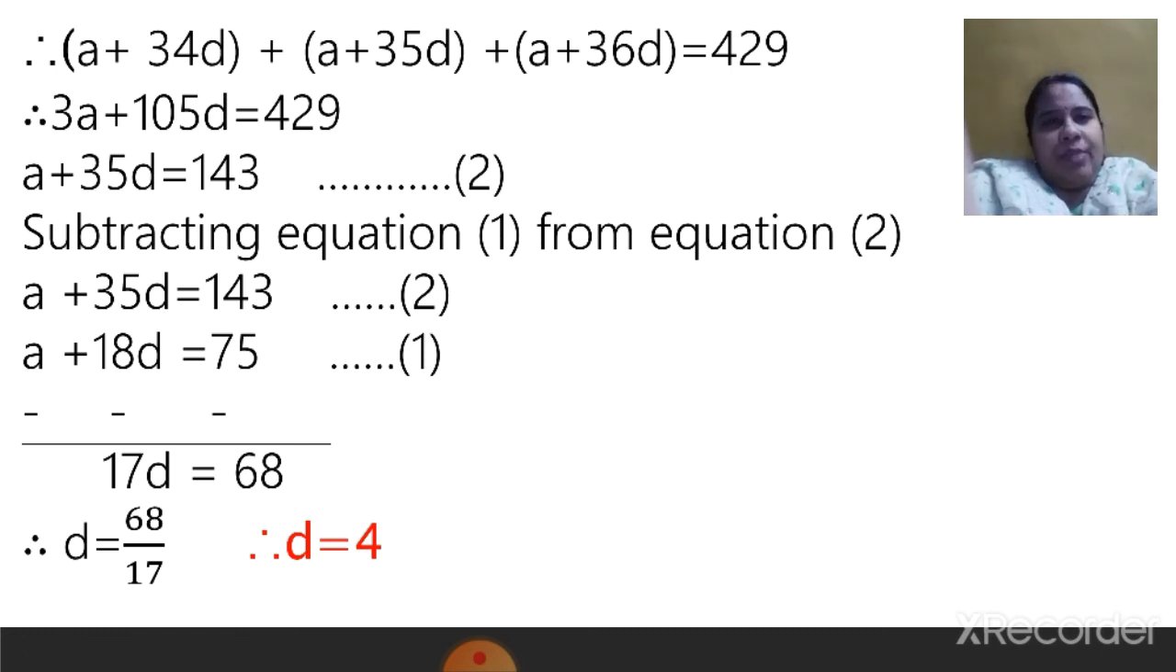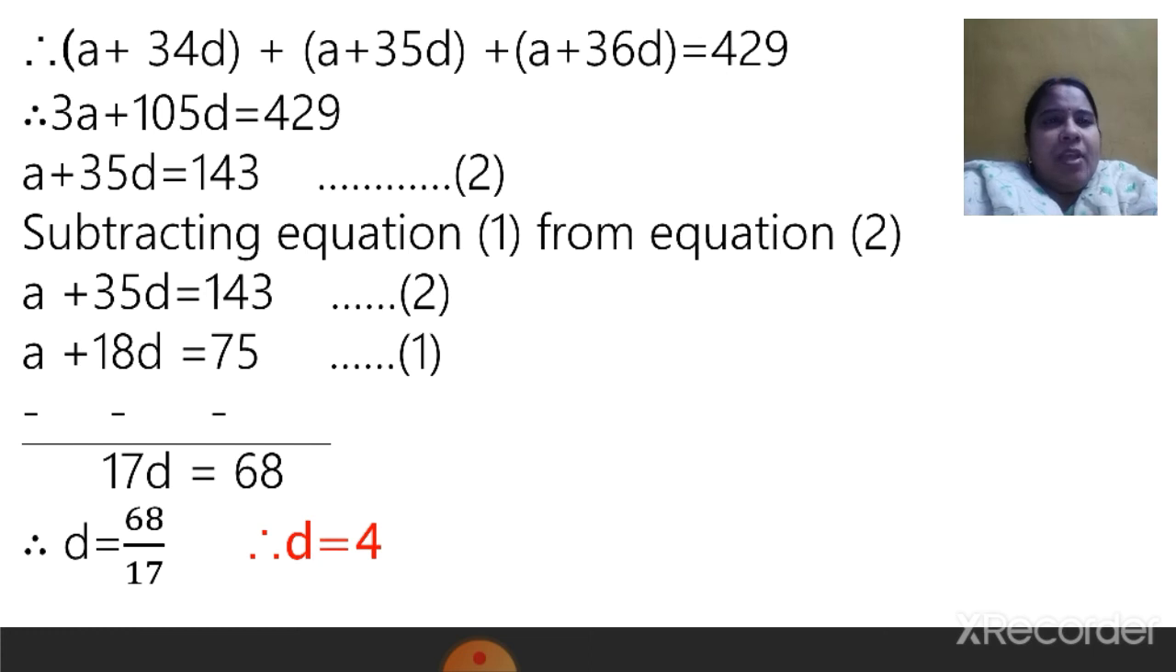Now we have got two equations. Subtracting equation 1 from 2. And I hope you know that we need to change the sign of the second equation. Whichever equation you are writing down, you need to change the sign. So a and minus a get cancelled. 35 minus 18, that is 17d, is equal to 143 minus 75, that is 68. So we get 17d is equal to 68, and d automatically becomes 68 upon 17, that is nothing but 4. So this is one part of the answer where I have got d is equal to 4.